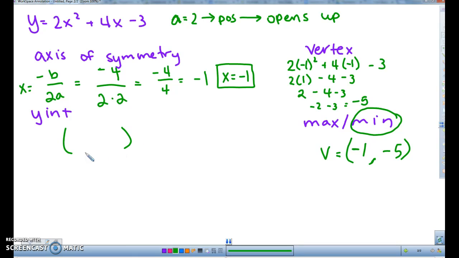And the last thing I want to find is my y-intercept. Again, a y-intercept is a point, and it's where it crosses the x-axis. I'm sorry, the y-axis. If it's crossing the y-axis, the x part of that y-intercept is always going to be 0.